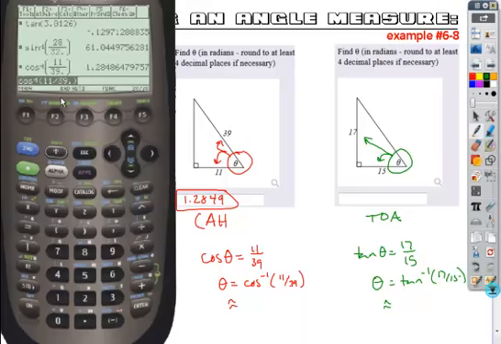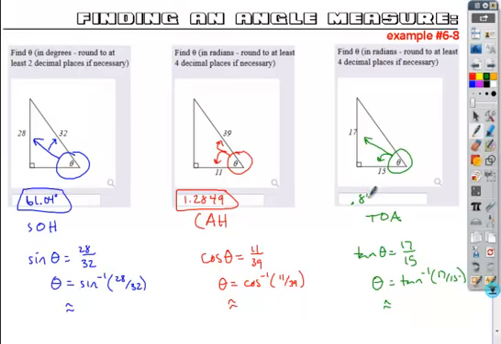Also in radian mode, so I can stay in my radian mode. The inverse tan of 17 over 15, enter a decimal, and when I do, I get 0.8478 for my solution.